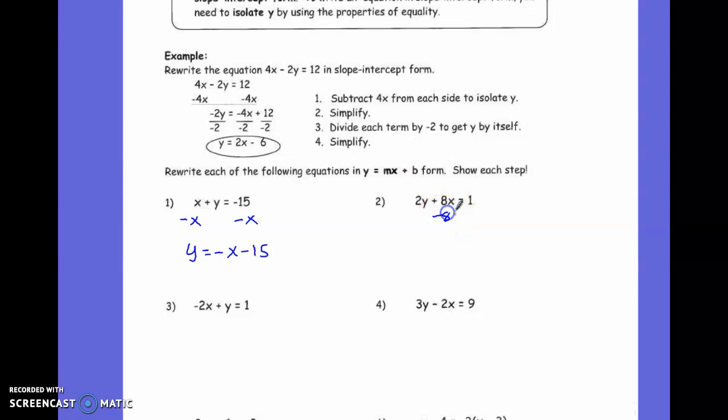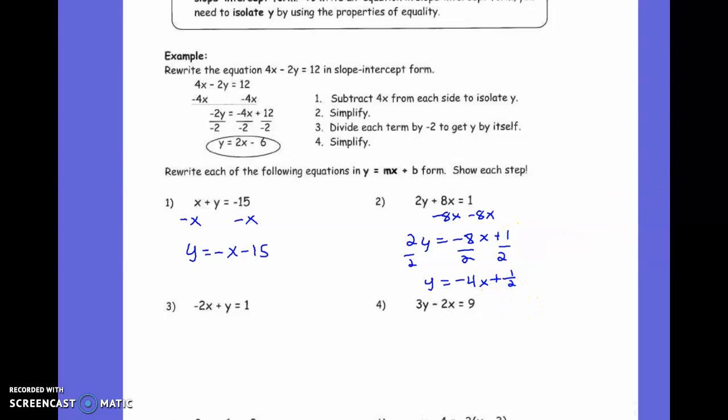We're going to subtract 8x from both sides. That will leave us with 2y equals -8x plus 1. And then we're dividing everything by 2, which would give us y equals -8 divided by 2 is -4x, and then 1 divided by 2 will be 0.5, or you can leave it as 1/2.